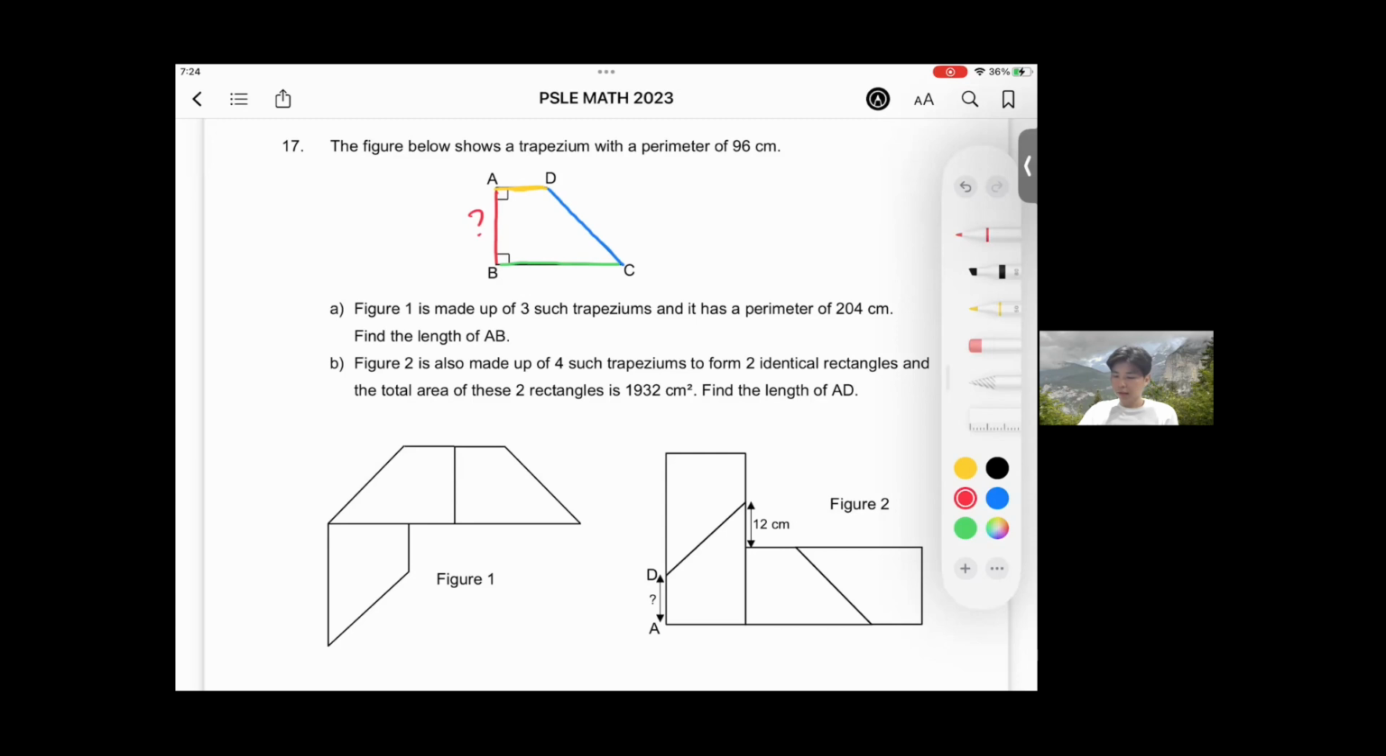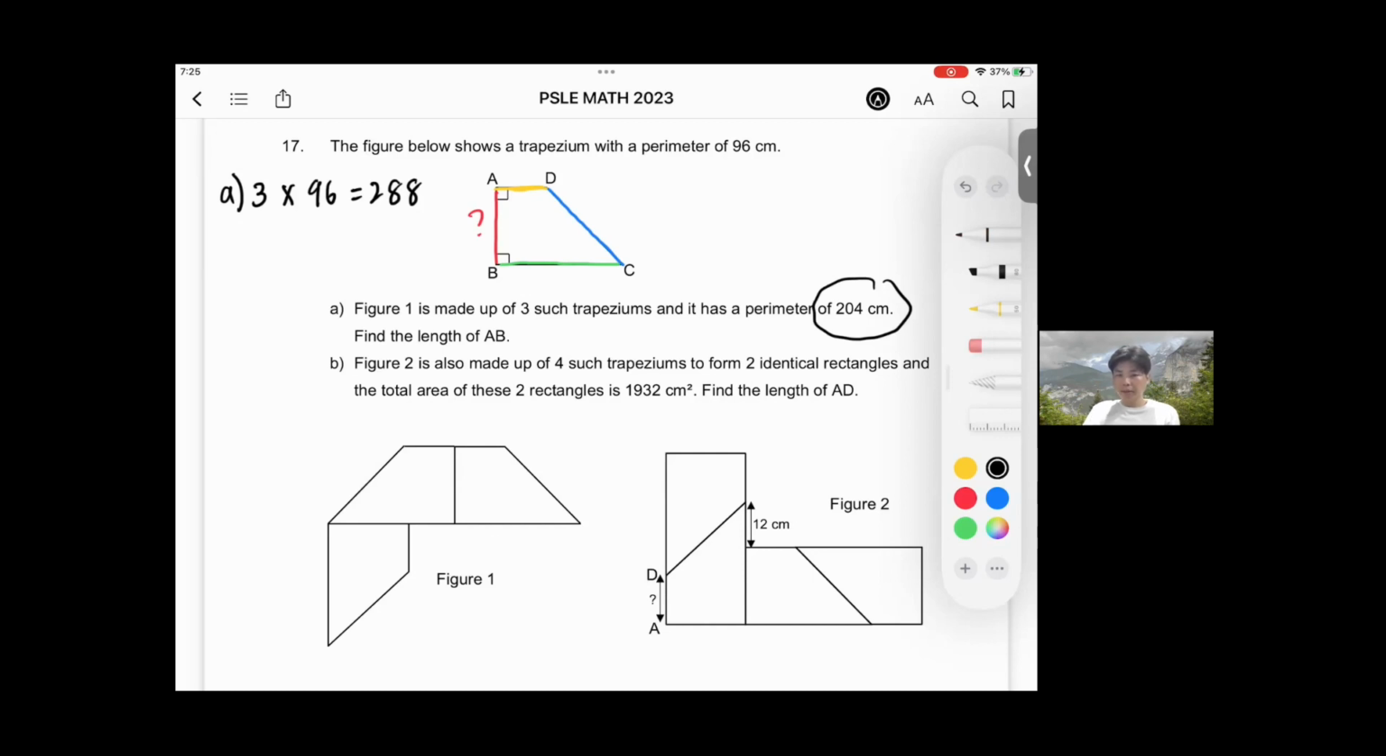And to do that, perhaps what we can do first is to find out the total perimeter of three trapeziums if we were to separate them. So this is what you can do for part A. You can just take 3 trapeziums times 96. You will get 288 centimeters. That's the perimeter of 3 trapeziums if they are separated. But according to part A, this figure 1 does not have a perimeter of 288. It only has a perimeter of 204.